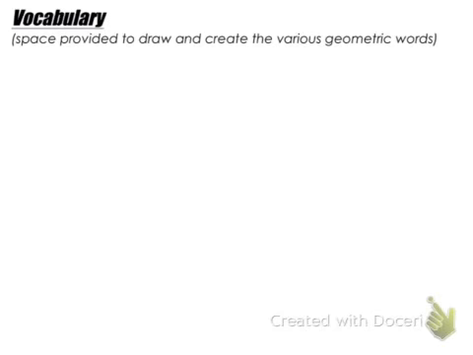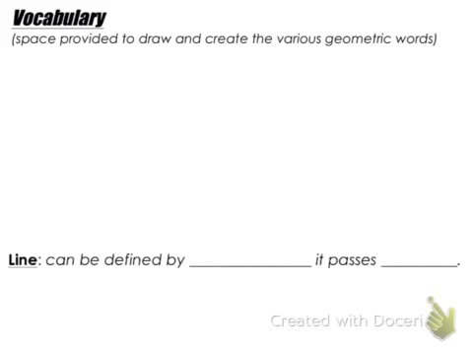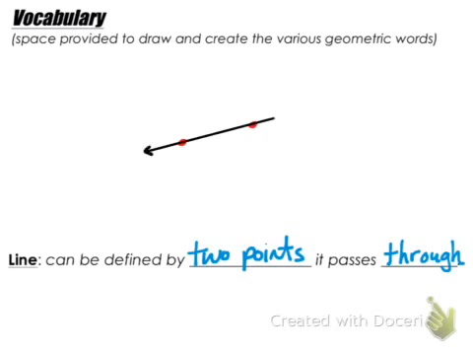The second vocabulary word is a line. Now a line can be defined by two points it passes through. So if we look at that definition, two points where a line passes through. So we have our first point, our second point, and then our quick line that was drawn. And these two arrowheads indicate that this line is going to pass through the points. So it's not going to stop at the point, it's going to go through it and beyond. So these arrowheads indicate that we're going to go further out to the left and further out to the right. So this is an example of a line.